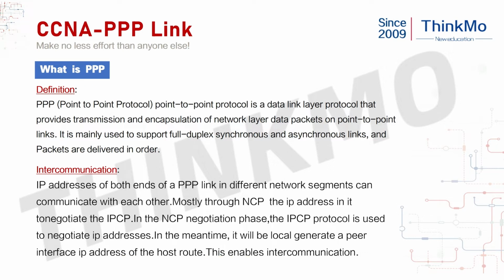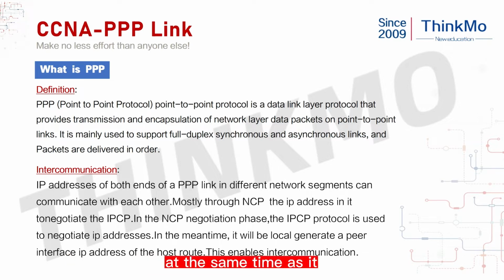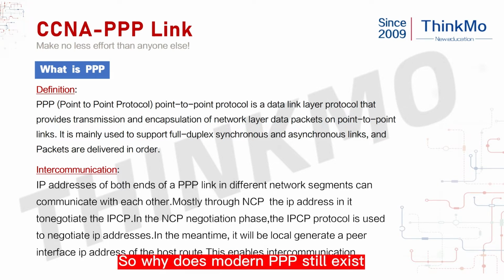First of all, you need to pay attention: it is a link layer protocol. It is mainly used for full duplex synchronous links, for example, the X.25 line or frame relay, the FR frame relay environment. Similar to X.25 or frame relay, these early low-speed lines with small bandwidth have been eliminated. So why does modern PPP still exist?